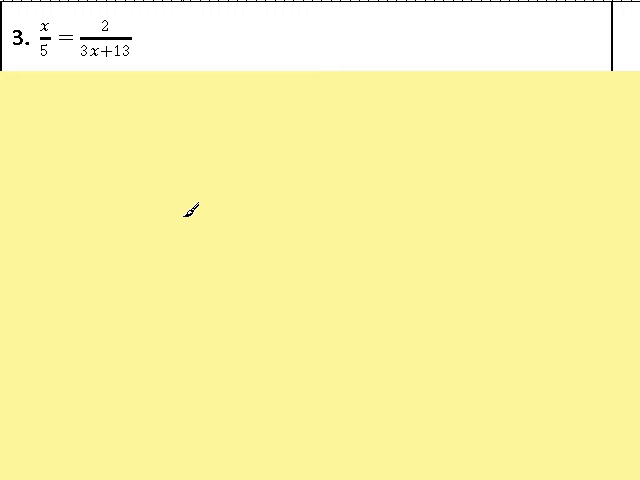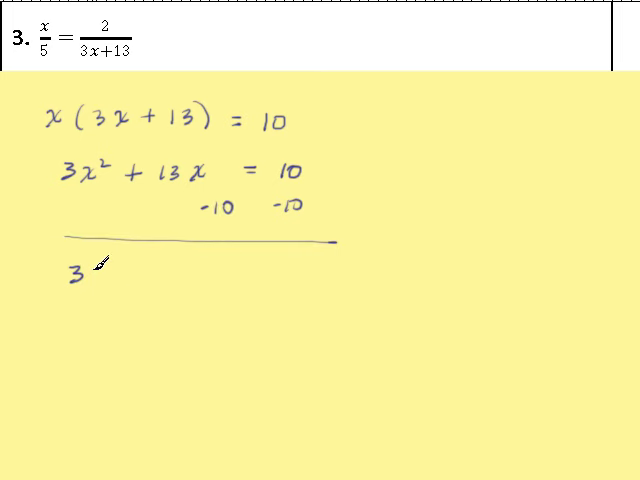In example 3, at first glance, this might not look like a quadratic, but once we cross multiply, we see we do have this x squared term. So let's cross multiply. Let's first do x times 3x plus 13 is equal to 5 times 2 is equal to 10. All right, multiply through, and we have 3x squared plus 13x is equal to 10. Now bring the 10 to the other side. That is, subtract 10 from both sides. And we have 3x squared plus 13x minus 10 is equal to 0.